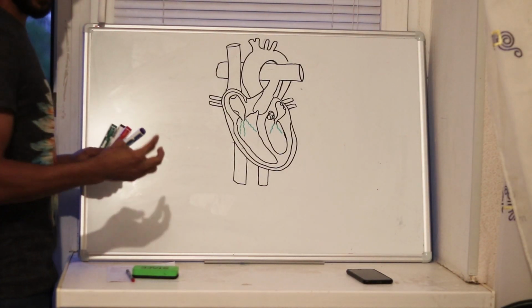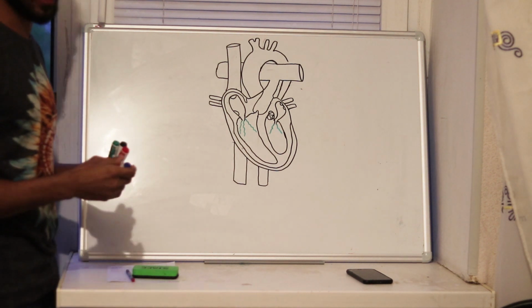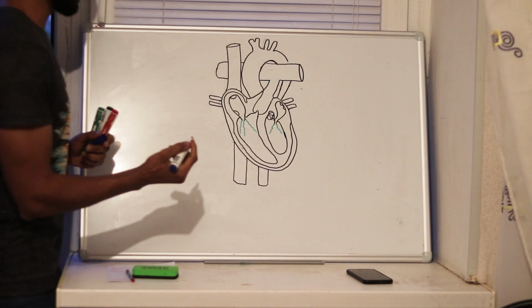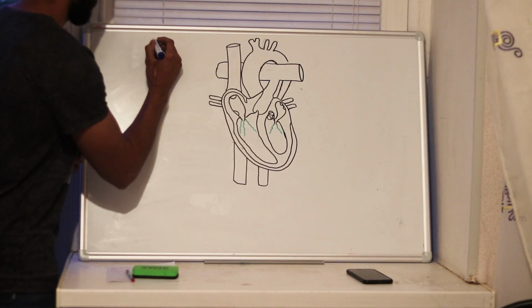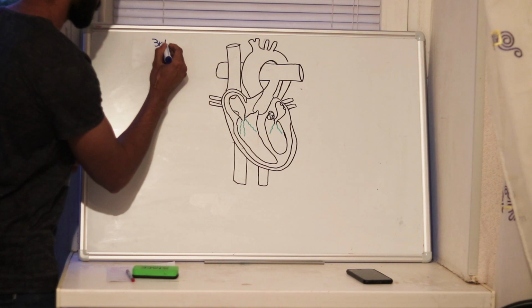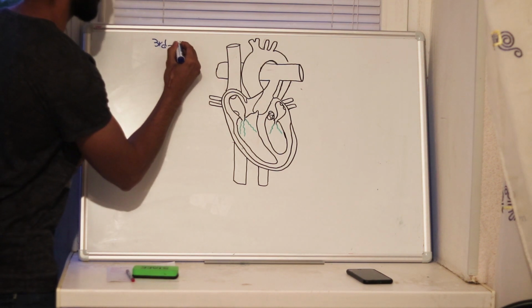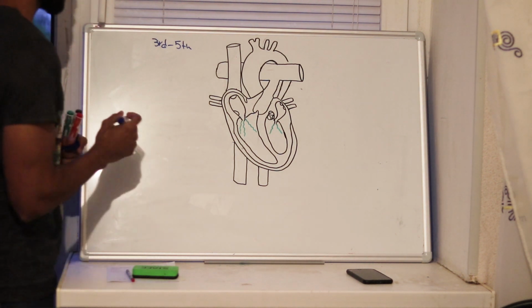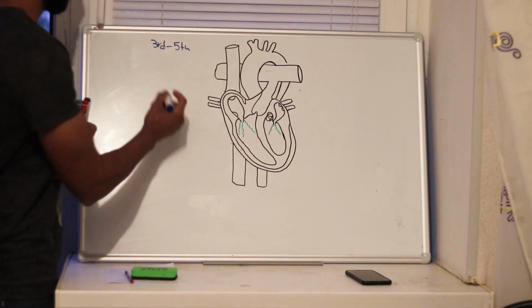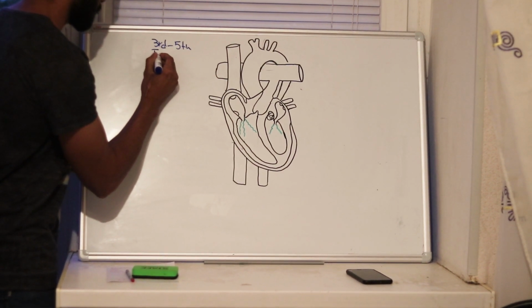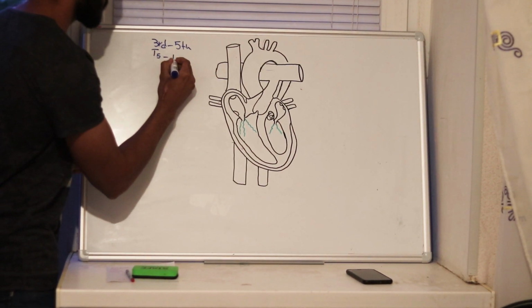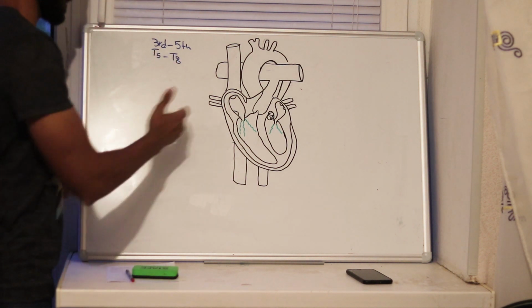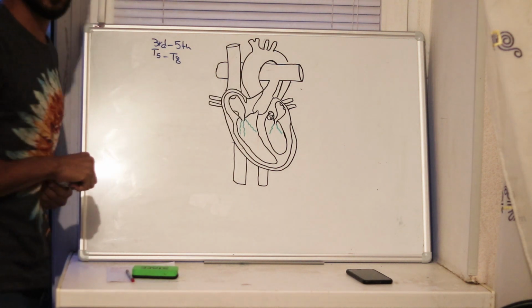The location of the heart has two locations depending on the ribs or the thoracic vertebra. According to the ribs, we will begin from the third rib to the fifth rib, while according to the thoracic vertebra, it's from T5 to T8.